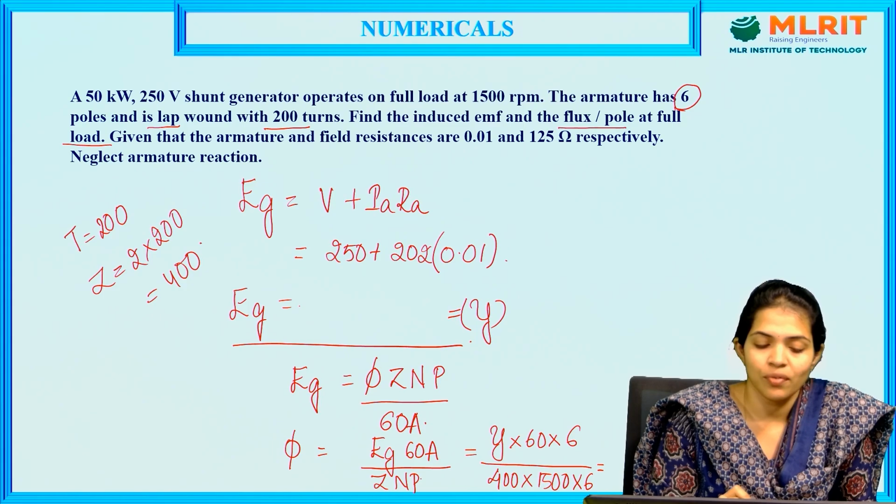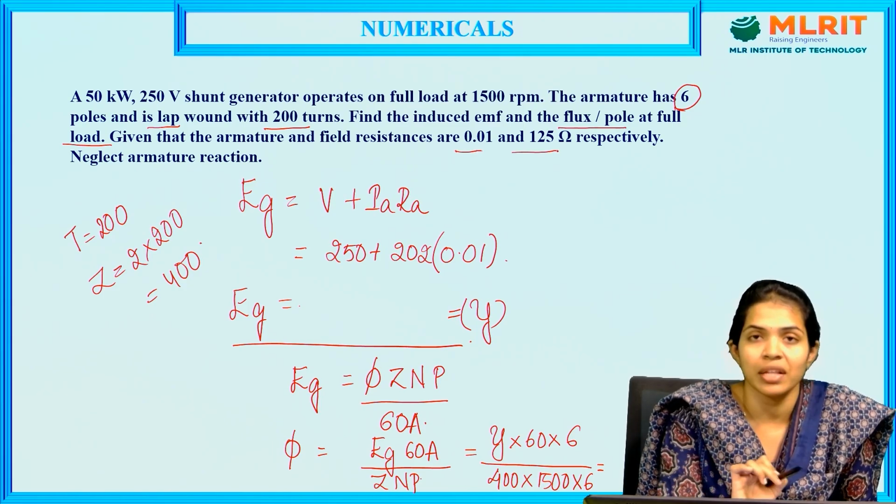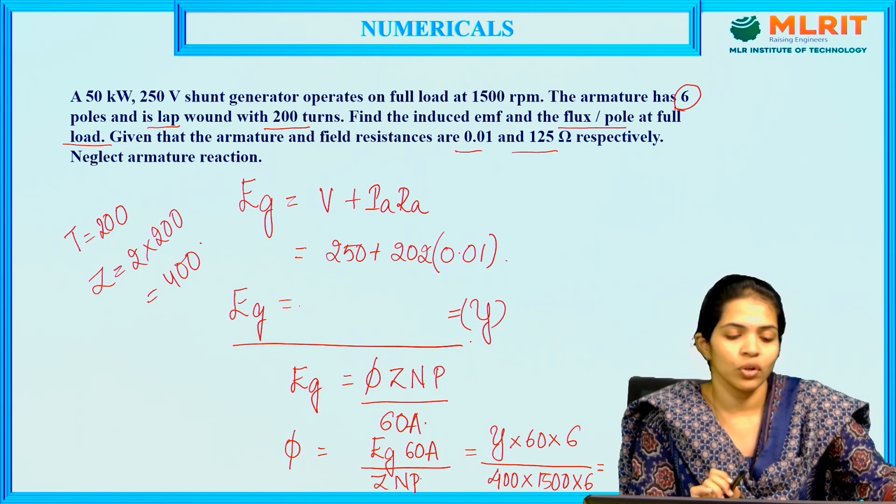So this is how we calculate the induced EMF when the resistances of the armature and the shunt field windings are given in the question. Moving on to the next numerical.